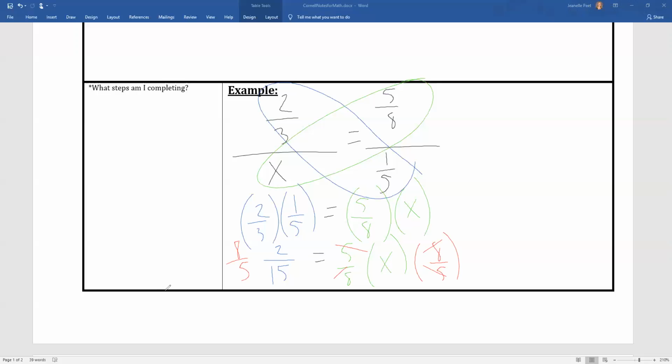I am so sorry. And when I can't cross cancel, what I'm going to be left with is x equals 8 times 2 is 16 over 5 times 15 is 75. We can't reduce, and we know that because we already checked for cross canceling before.